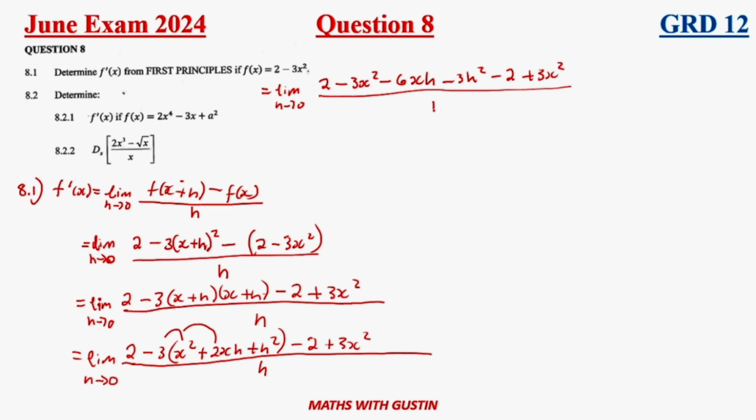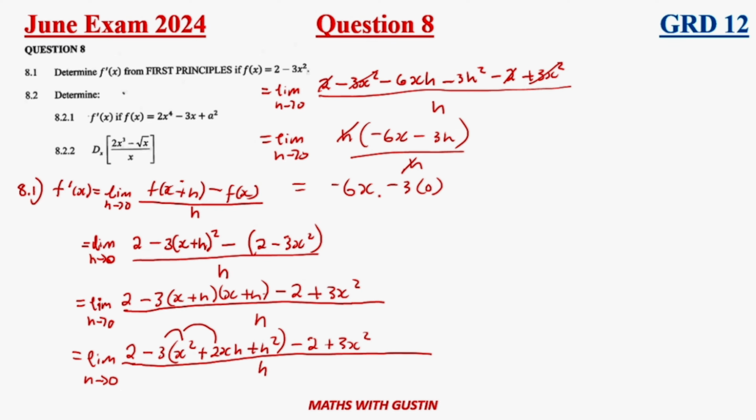So now we're still writing limit as h approaches 0, and we need to simplify. Positive 2, negative 2 is gone, then negative 3x squared, positive 3x squared is gone, and we're left with negative 6xh minus 3h squared. Therefore we take out h as a common factor at the top. We're left with minus 6x minus 3h, all over h. Therefore h and h cancel out, and h will approach 0 now in this case, so I don't have to write it anymore. There it is, it has approached 0.